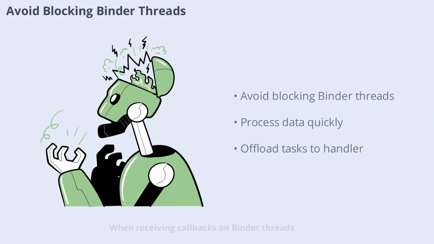In receiving callbacks on binder threads, avoid blocking them with long operations or sleep calls. Blocking binder threads prevents new callbacks from being delivered, leading to missed data and unresponsive apps. Always process data quickly and offload heavy tasks to your handler thread. By keeping binder threads free, you ensure that BLE operations are handled efficiently and without delay.